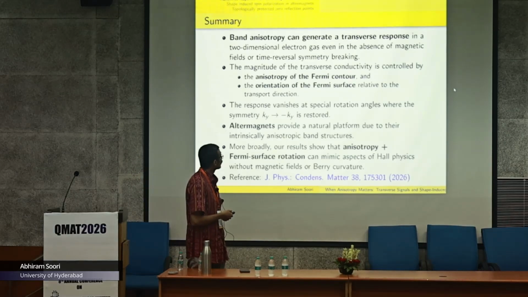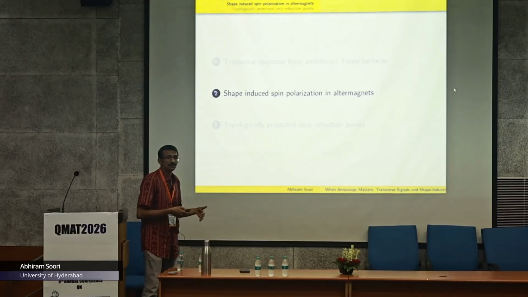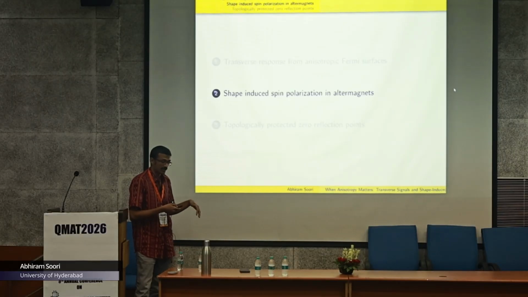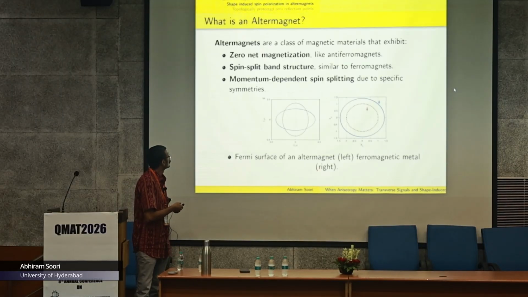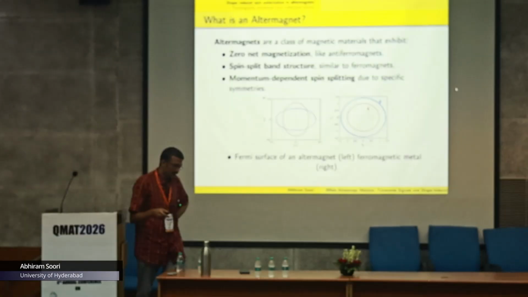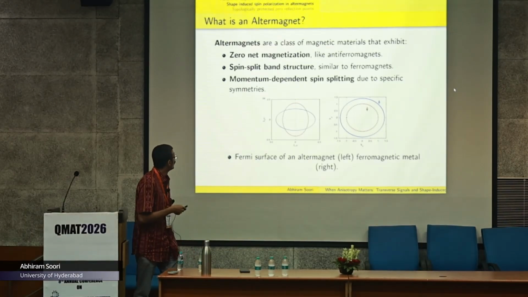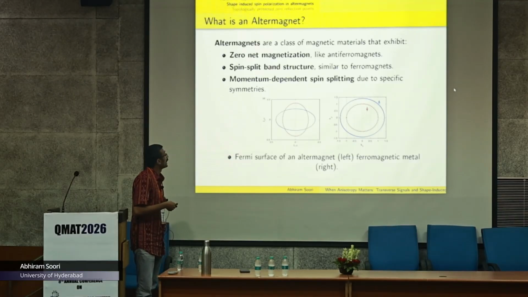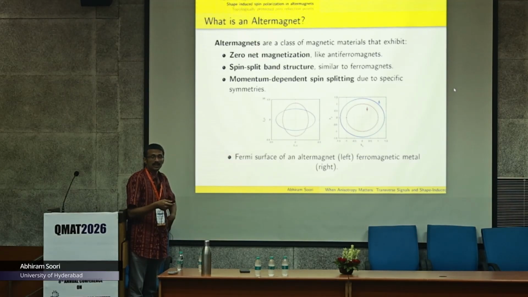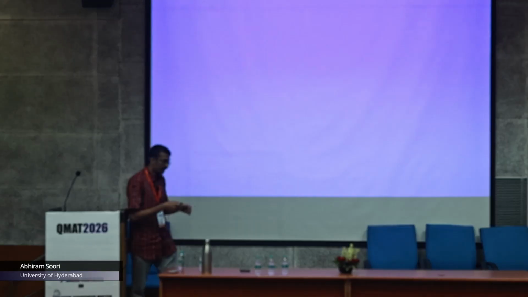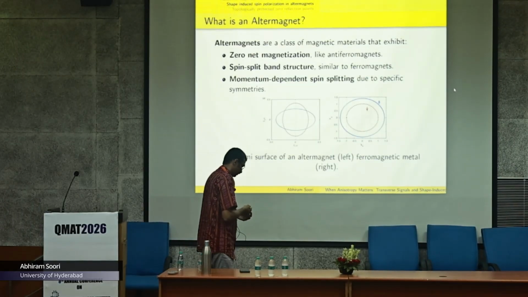So the next part of my talk is about altermagnets. I'll briefly introduce what altermagnets are and then present the results. So altermagnets are basically systems with net spin polarization that is 0, but they have again spin split band structure just like ferromagnets. So they have properties of both antiferromagnets and ferromagnets.